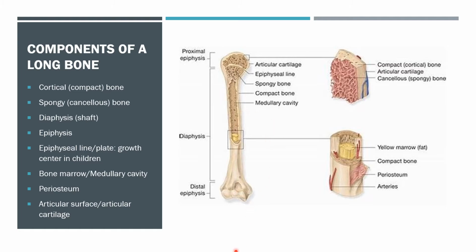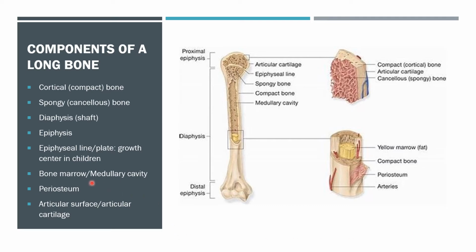The diaphysis is the shaft of the bone. The epiphyses are the ends of the bone. The epiphyseal line, otherwise known as epiphyseal plates, are located here. And in children, they serve as the growth centers of the bone. So when children are growing, these growth centers allow the bones to elongate as the children grow taller.